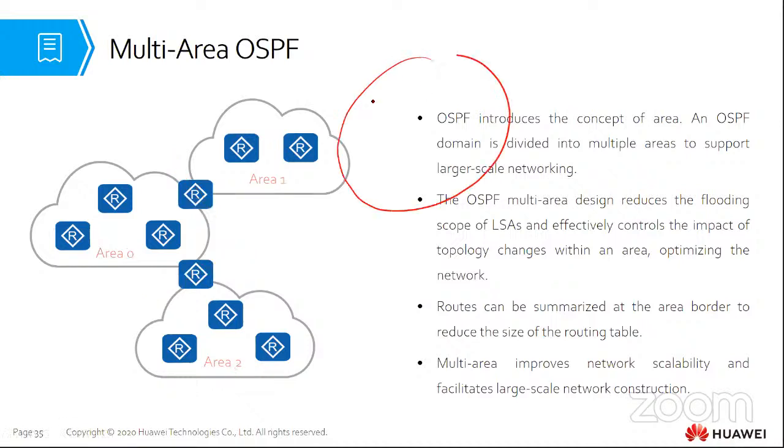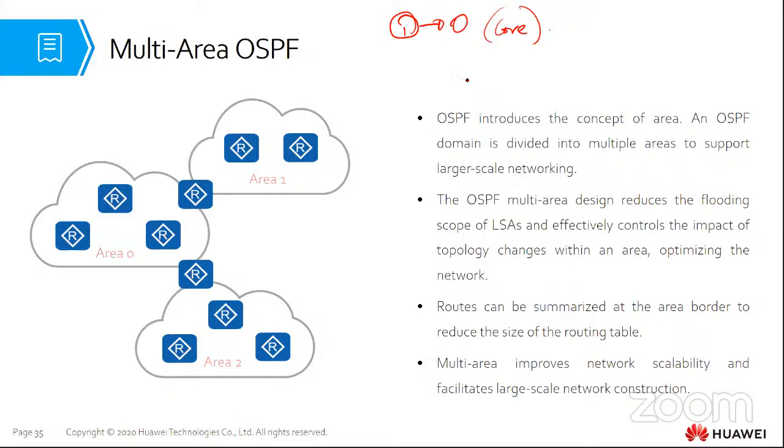You can't put area 3 here. It must touch area 0. When you're working with multiple area OSPF, number 1, you must have area 0. It's a must. It's called the core. Number 2, you must have all other areas touch area 0.